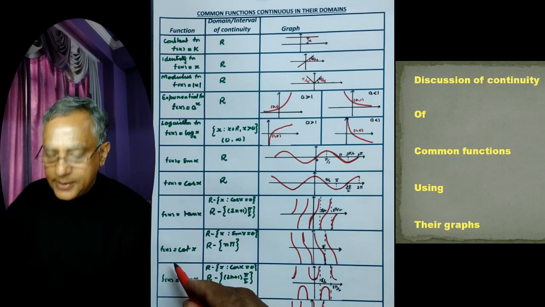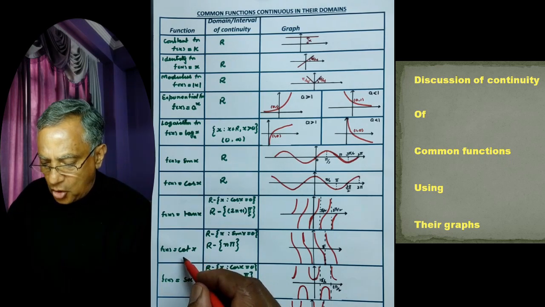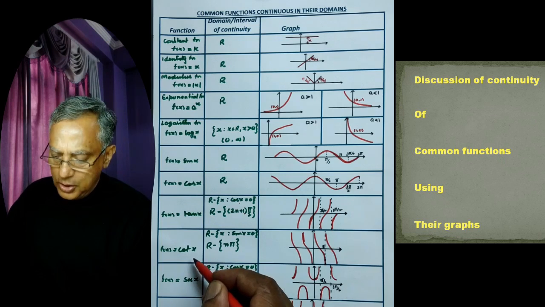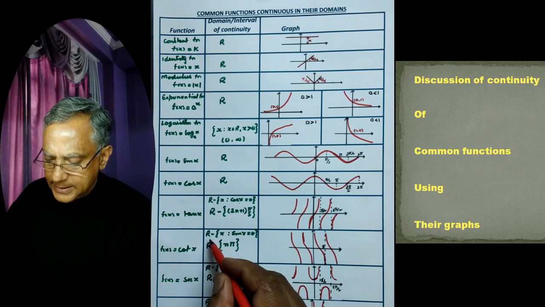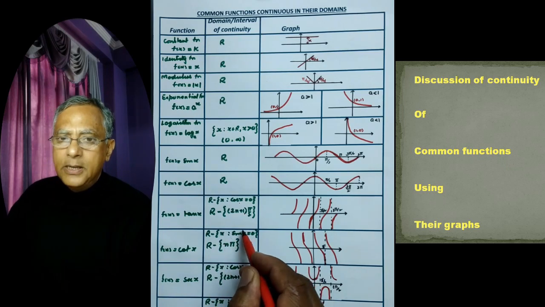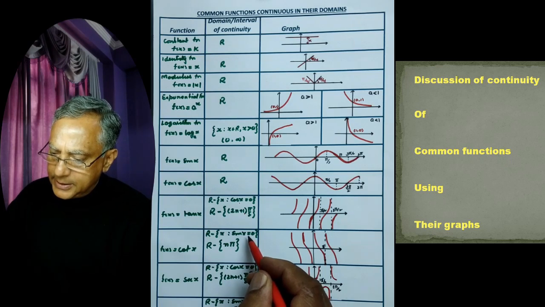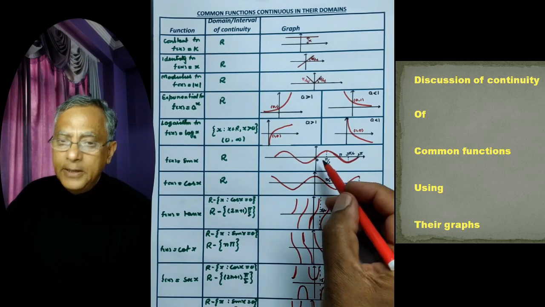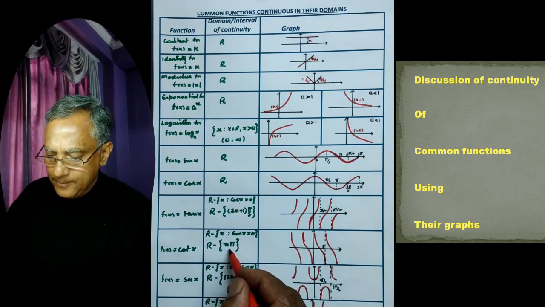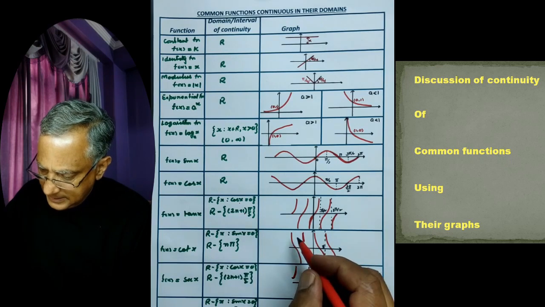And f(x) is equal to cotangent x. This is cos x over sin x. So the denominator should not be equal to 0. So the domain will be R minus x such that sin x is 0. We will have to leave the points where sin x is 0, and we know sin x is 0 at multiples of pi. So R minus multiples of pi, that is n pi. And the graph of cotangent is this.